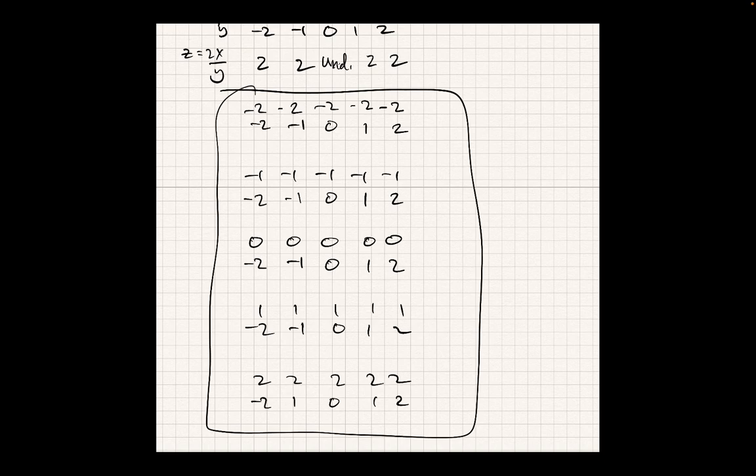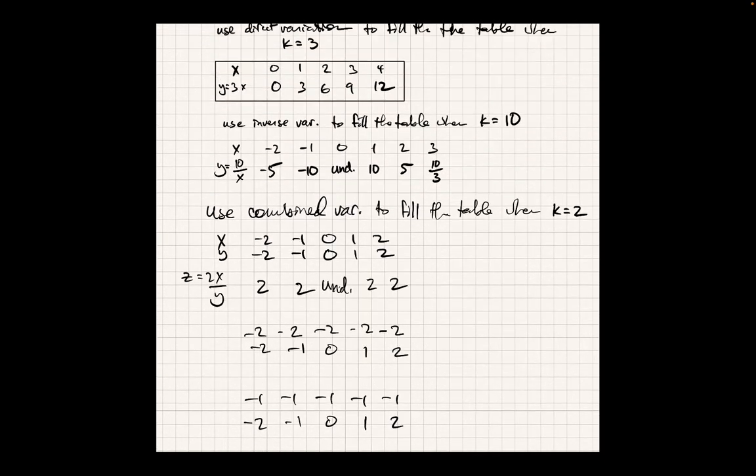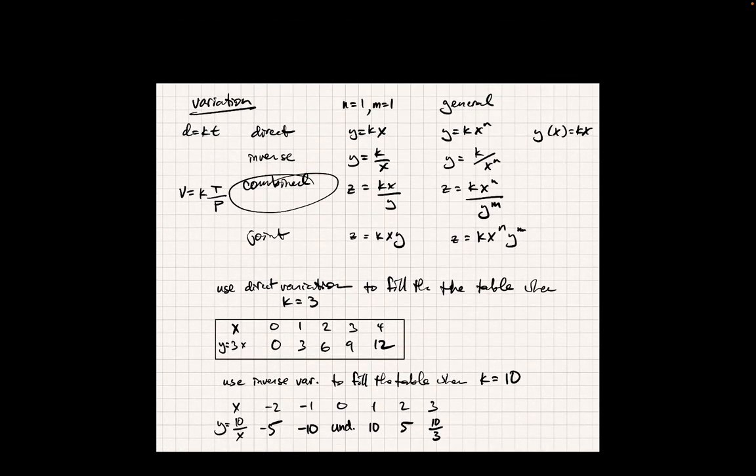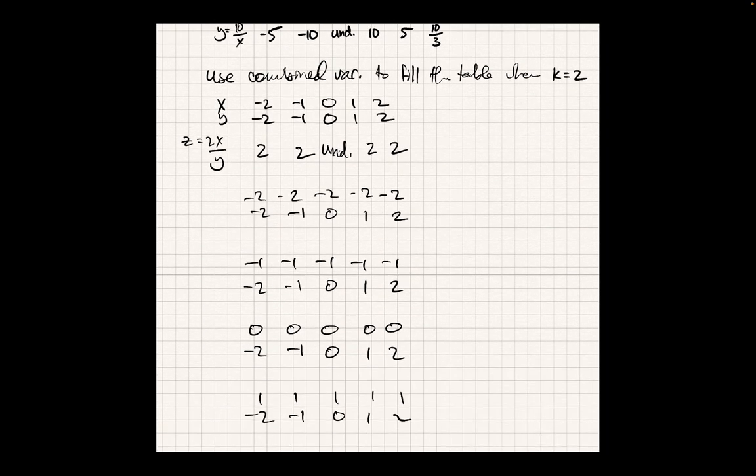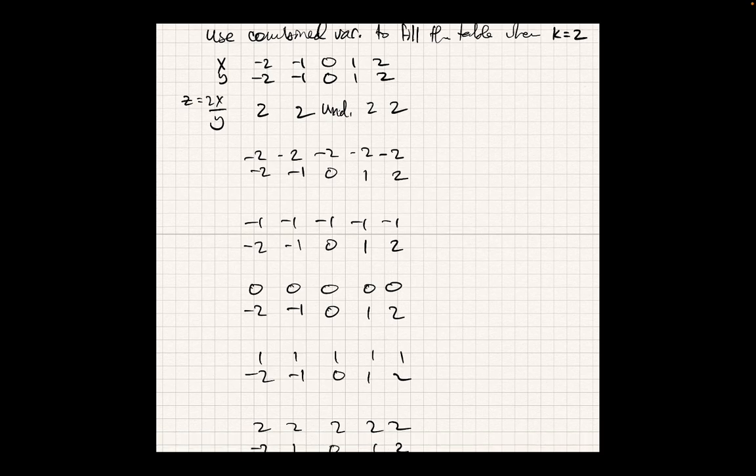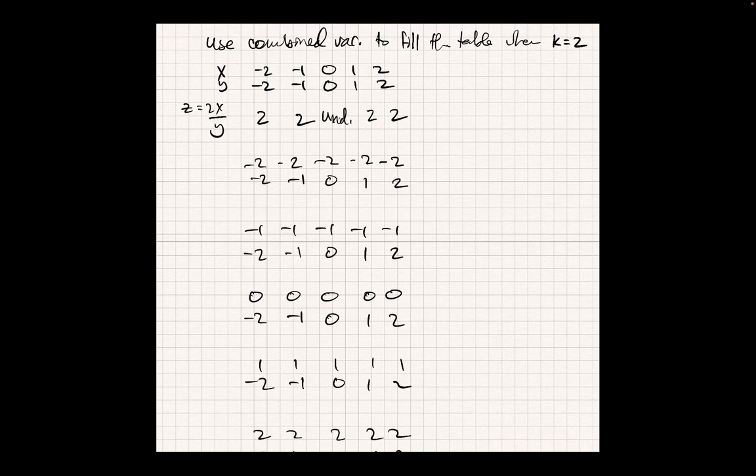Annabelle? Would we have to do something like this on the quiz? Not for combined or joint, but I wanted to show you. The quiz is really just focusing on direct variation and inverse variation, as far as tables go.